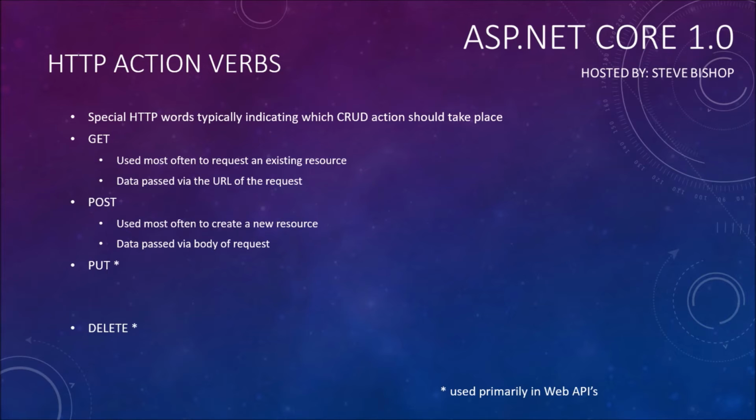Again, get and post are the two most common verbs you'll see used when you're developing an MVC application, or really any website. Put and delete are typically reserved strictly for web APIs, but it's not necessary. You can use all four of these action verbs in your MVC web applications. I would almost argue that it's a good practice to go ahead and use put and delete for those updating and deleting CRUD actions whenever you run into them, even in MVC applications.